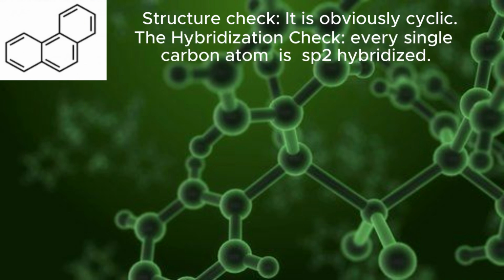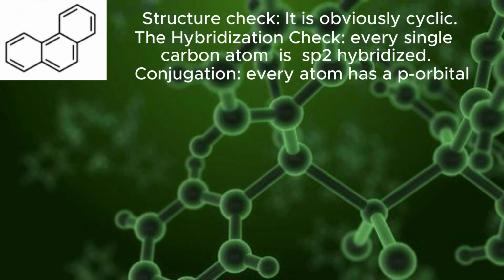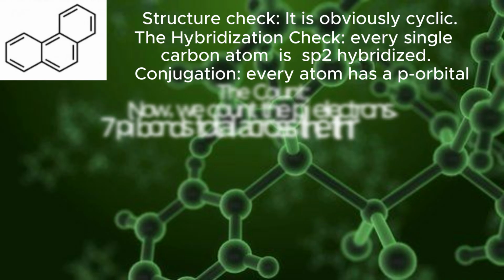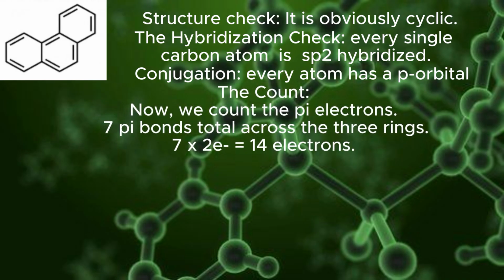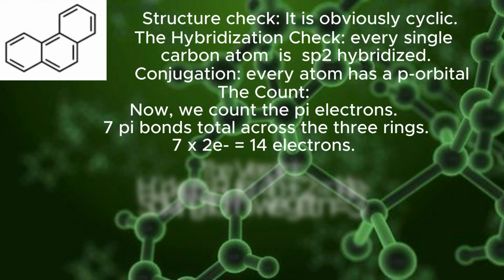The hybridization check: looking at every single carbon atom in this structure, we see they are all sp2 hybridized. Conjugation: because every atom has a p orbital, we can draw a full, uninterrupted cycle of resonance throughout the entire three-ring system. There are no hard stops here. The count: now, we count the pi electrons. We have 7 pi bonds total across the 3 rings. 7 times 2 is equal to 14 electrons.